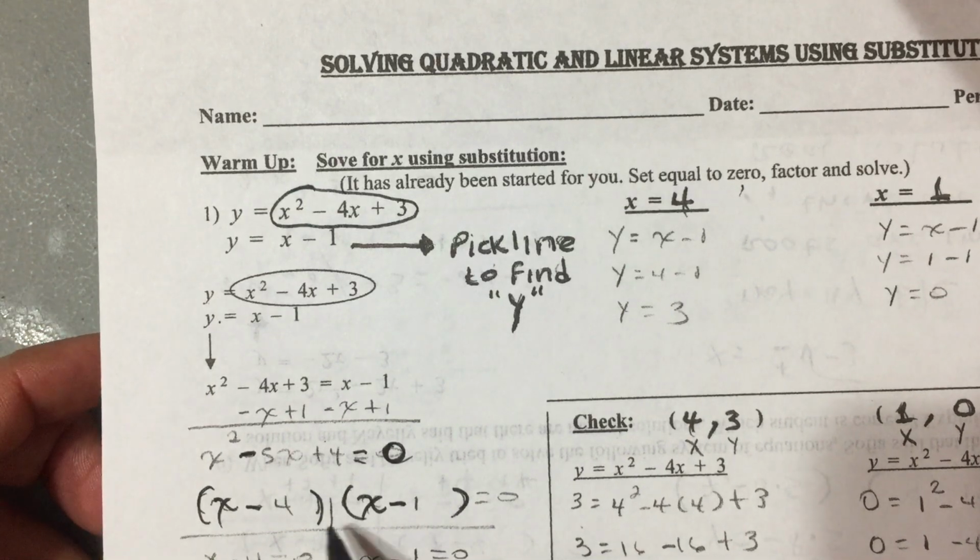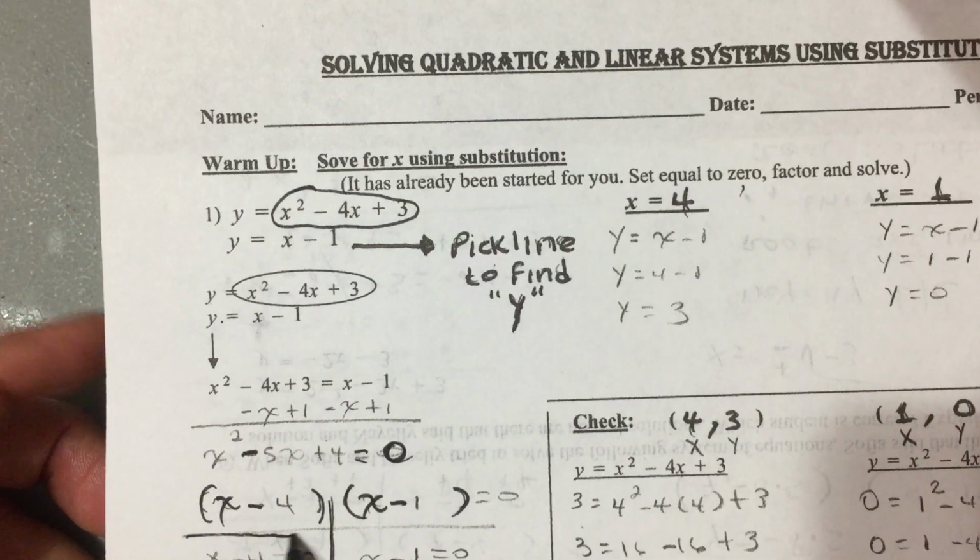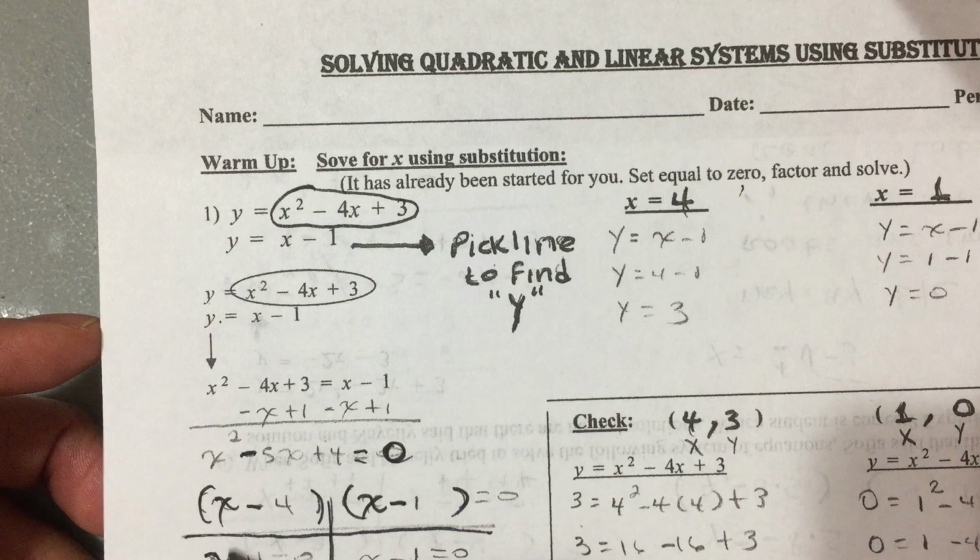Now what do we do? We do the t-chart, okay? And I set each set of parentheses equal to 0.